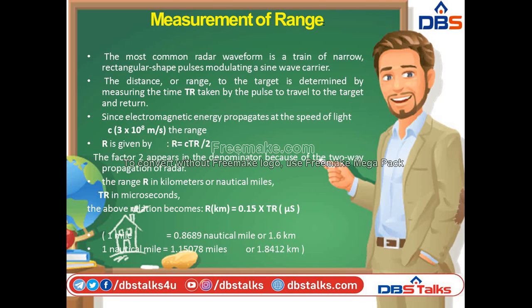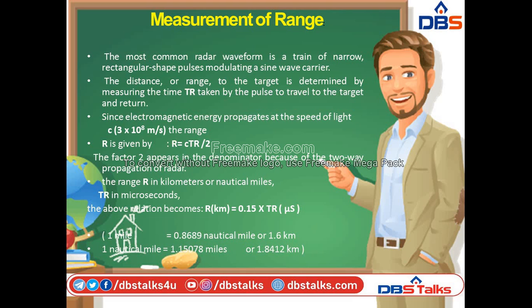So how are we going to measure this range? The most common radar waveform is a train of narrow rectangular shaped pulses modulating a sine wave carrier. That means we are transmitting rectangular pulses, a narrow band of rectangular pulses, which are used as transmitting signals. The distance or range to the target is determined by measuring the time taken by the pulse to travel to the target and return back. That means TR, this is also called the round trip time.